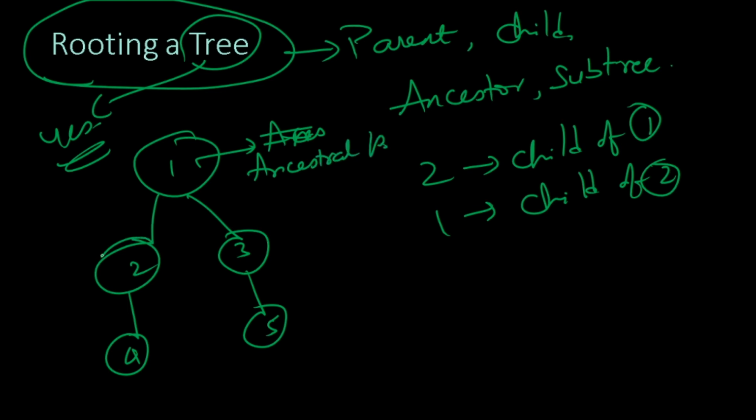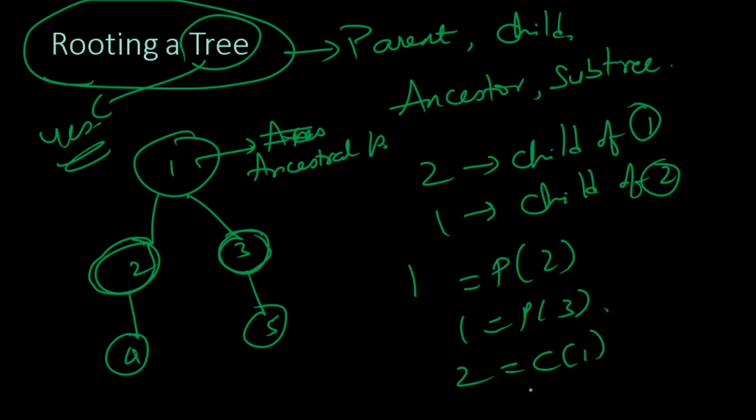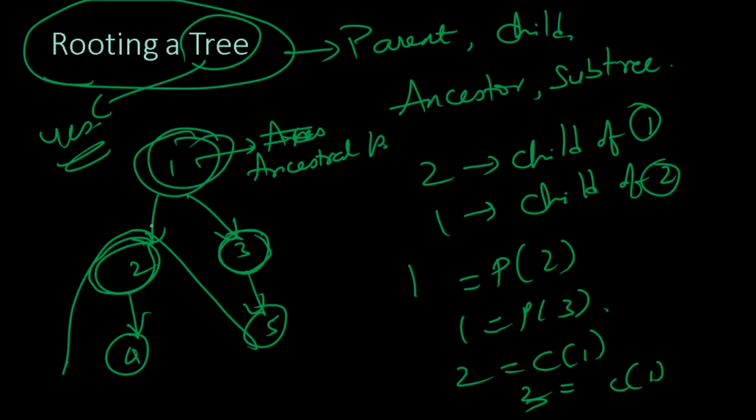and 2 and 3 will be specifically called the children of 1, and 1 will be the parent of 2 and 3. So 1 is the parent of 2, 1 is the parent of 3. Similarly, 2 is a child of 1, 3 is also a child of 1. So we are defining these relationships, and this whole subtree, 2 and 2 to 4, will be called a subtree of the bigger tree. 1 is called the ancestor of all these nodes, 2, 3, 4, 5, and 4 has 2 ancestors, 2 and 1. 5 has 2 ancestors, 3 and 1, etc.